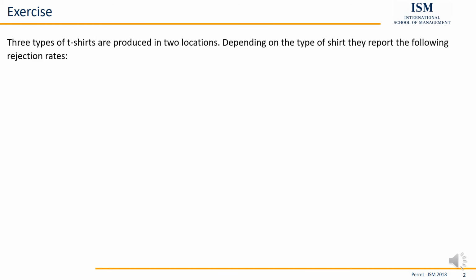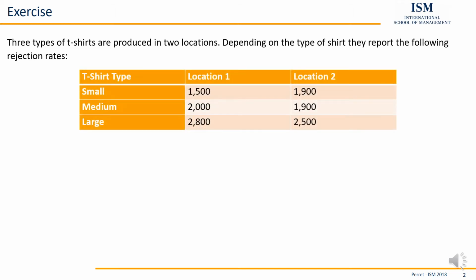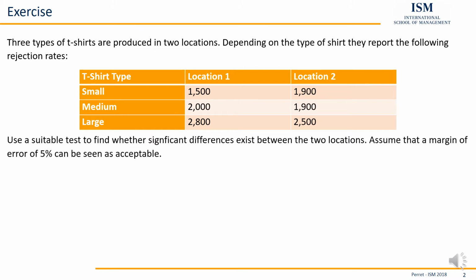Here we have three types of t-shirts produced in two locations. Depending on the type of shirt, they report the following rejection rates. Now we have location 1, location 2, and we have three types, small, medium and large. The task: use a suitable test to find whether significant differences exist between the two locations. Assume that a margin of error of 5% can be seen as acceptable.